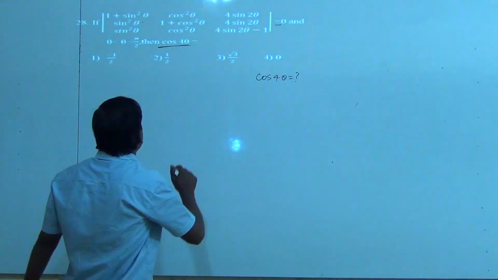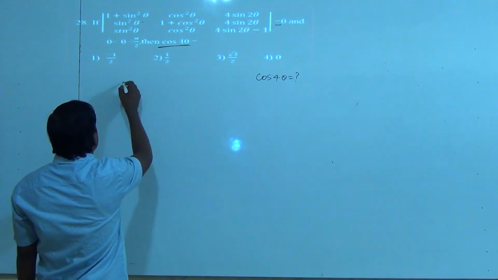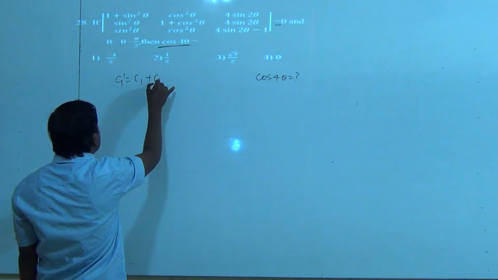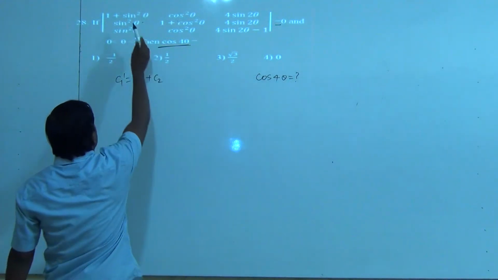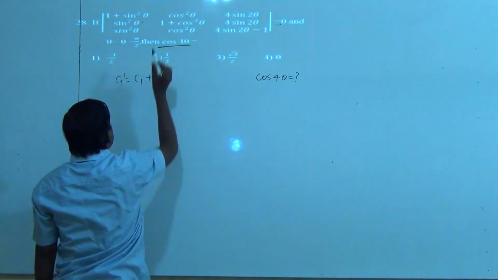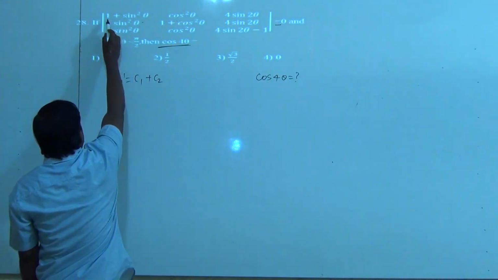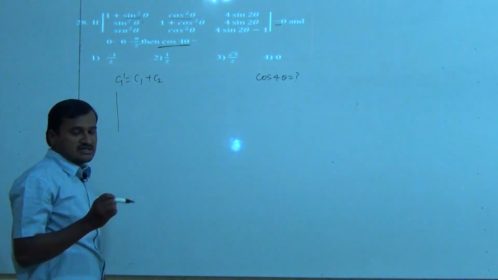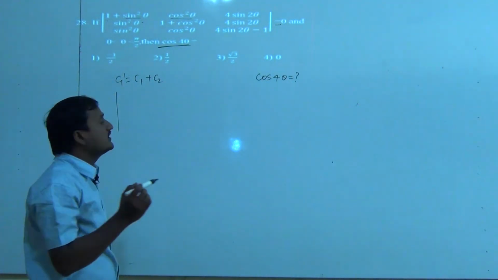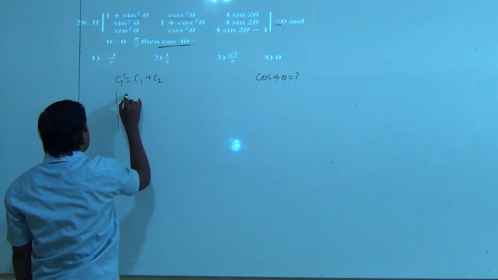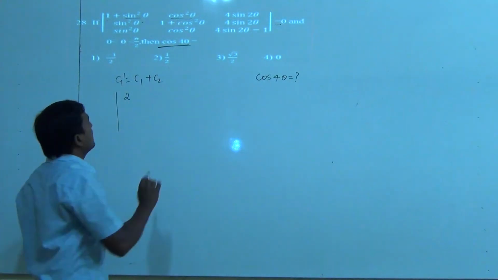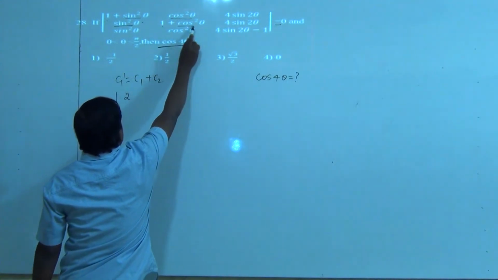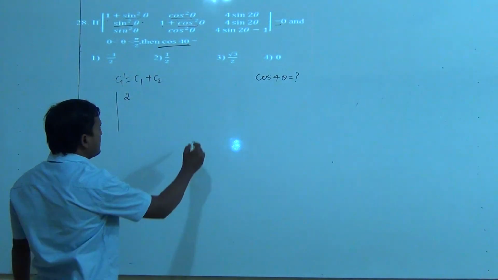So I will apply the operations like this. That is C1 dash equal to C1 plus C2. So here you should observe, here 1 is there, 1 plus sin square theta plus cos square theta, and sin square theta plus cos square theta is 1. So hence it becomes 1 plus 1, clearly it becomes 2. Okay, next. Here it is sin square theta, and here it is 1 plus cos square theta, right?